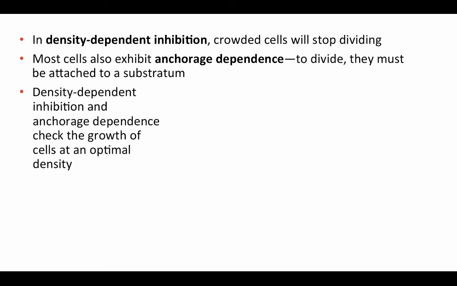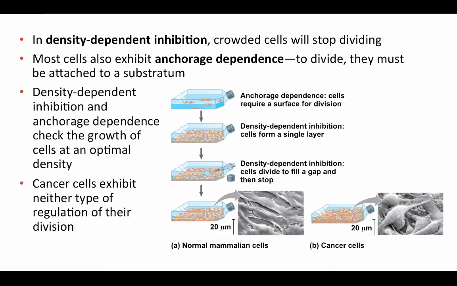So density-dependent inhibition and anchorage dependence check the growth of cells at an optimal density, making sure that you don't get abnormal growth. So if we think about cancer cells, this is, remember, out of control cell division. Cancer cells exhibit neither of these types of regulation of their division. So if we think of these cells growing in culture, the anchorage dependence means that these cells are going to only grow in a single layer. Why? Because they have to be attached to the bottom to be able to divide. Once all the anchorage sites at the bottom are occupied, they're going to have to stop because they're not going to divide if they're not anchored to anything.